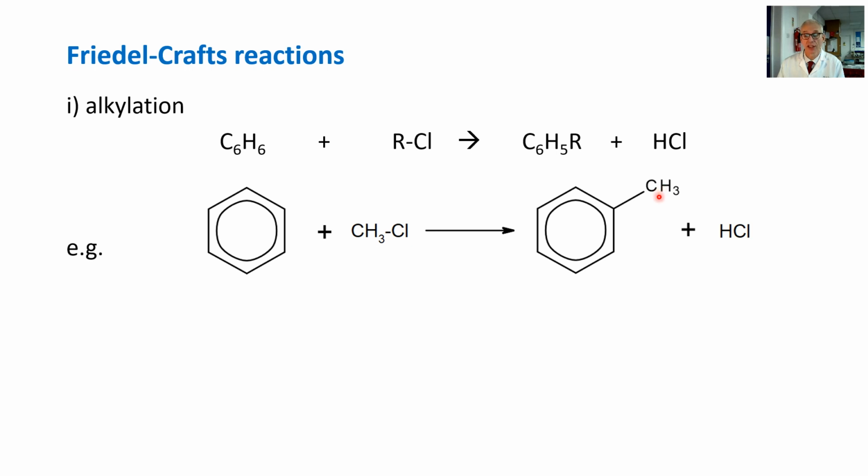Now, of course, if it's similar to halogenation, then the catalyst is iron 3 chloride. So the catalyst being iron 3 chloride implies a similar mechanism to halogenation. OCR A does not require prior knowledge of that mechanism, so we will move on without discussing the mechanism, except to say, because the catalyst is iron 3 chloride, it's got to be similar to the mechanism of halogenation. So we're going to move on to Friedel-Crafts acylation.